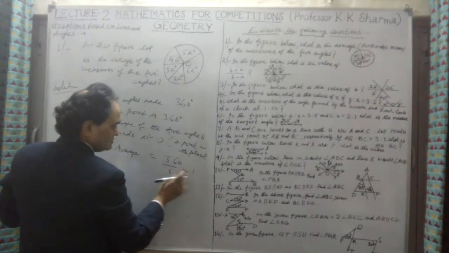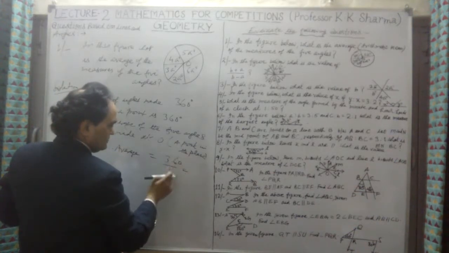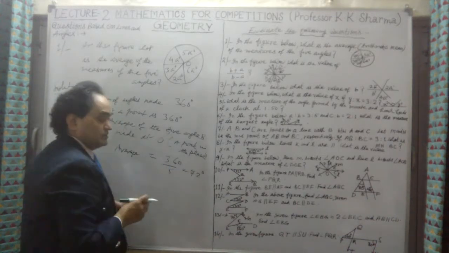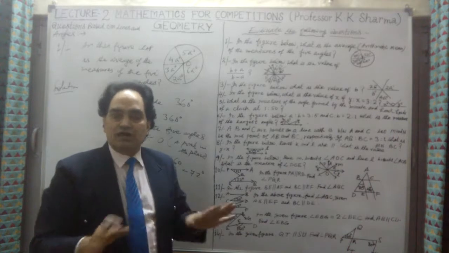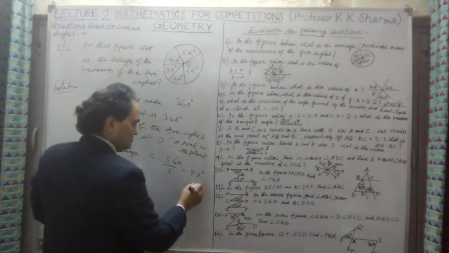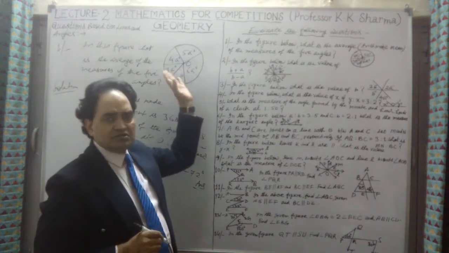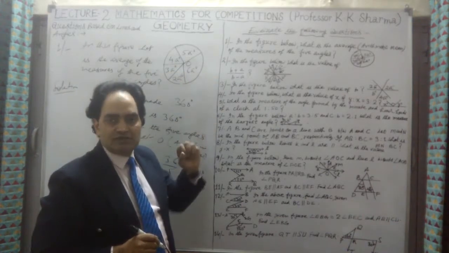This is 70, 5 7s are 35, and 5 2s are 10. 72 degree is the average of all these 5 angles. This is the answer here. Okay, just we have to find out average. This is 6A degree, this degree. This is just to confuse the mind.